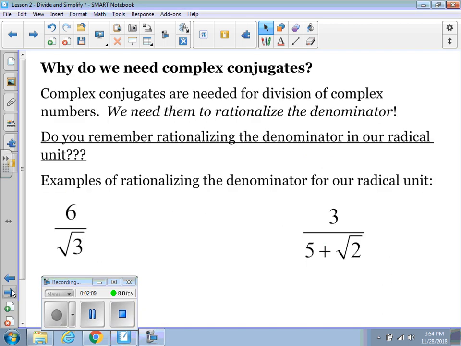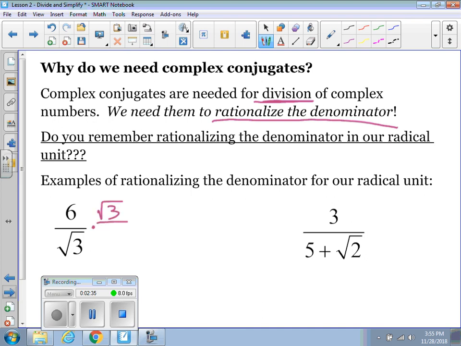So why do we need this? We need the complex conjugate for division, because when we are doing division problems, we need to rationalize the denominator. If you remember in our radicals unit, we could never have a square root in the denominator. So some examples of that are 6 over the square root of 3. How do we get rid of a radical in the denominator? We multiply by the square root of 3 over the square root of 3.